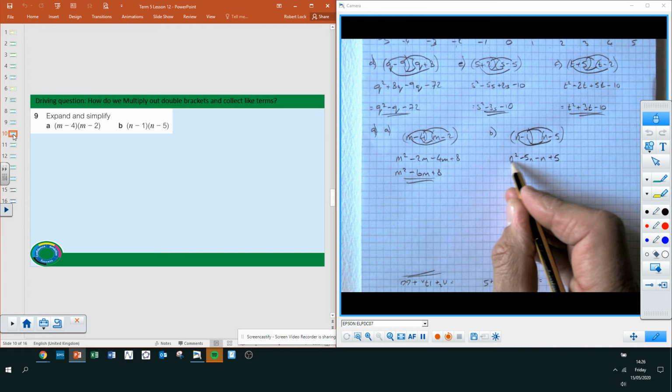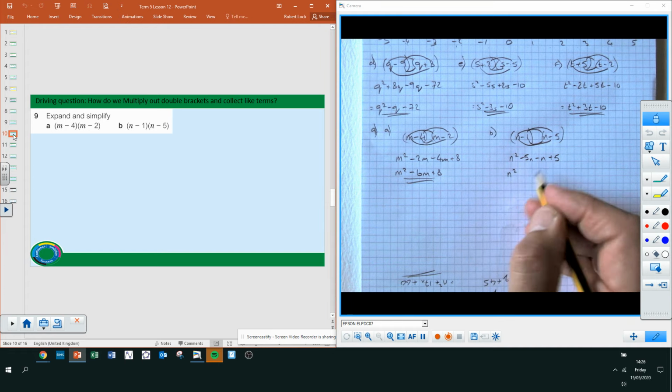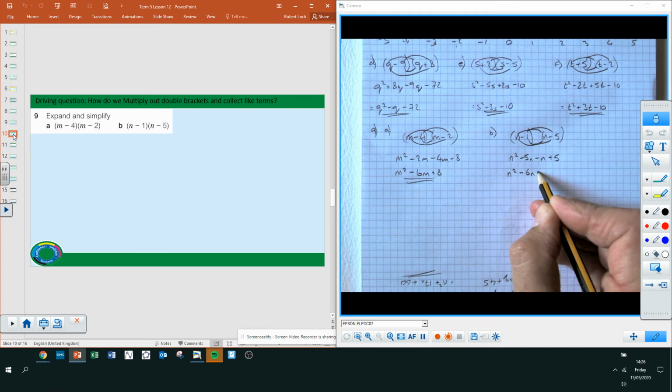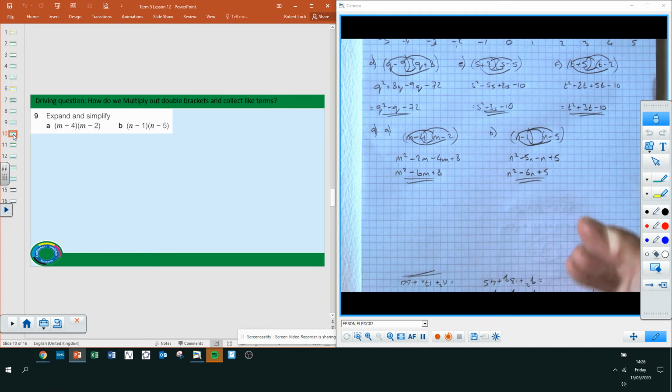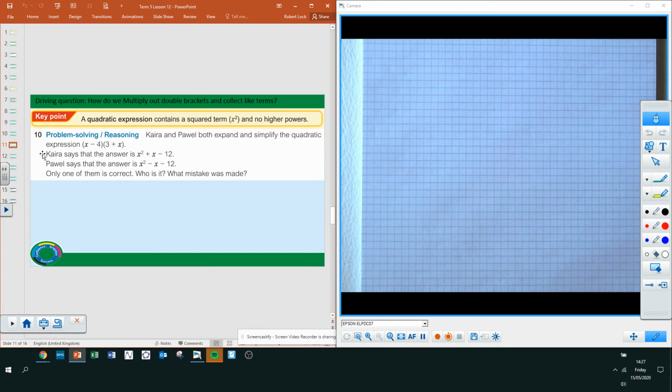Collecting like terms. n squared. Minus 5, minus 1 is minus 6n. Plus 5. Done. How did you do? Pause. How did we go? When you're ready, press play.